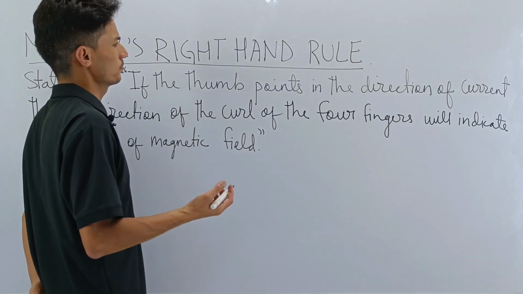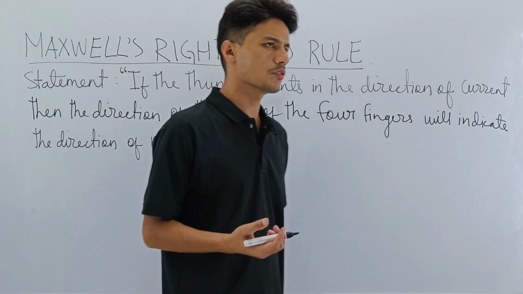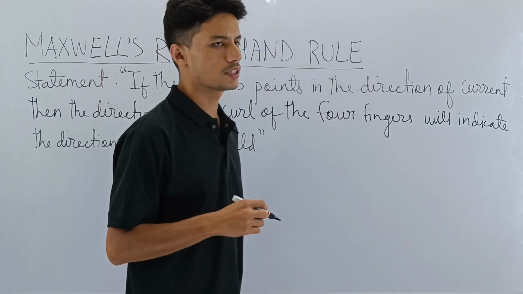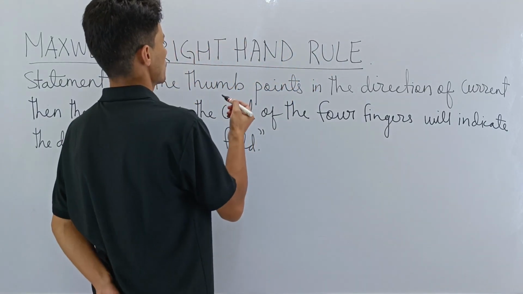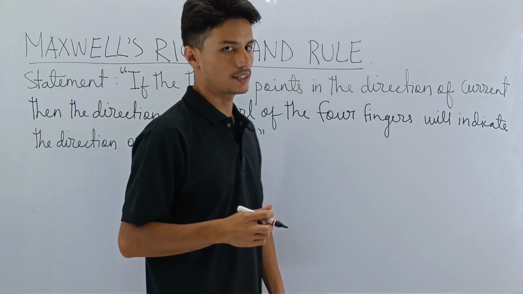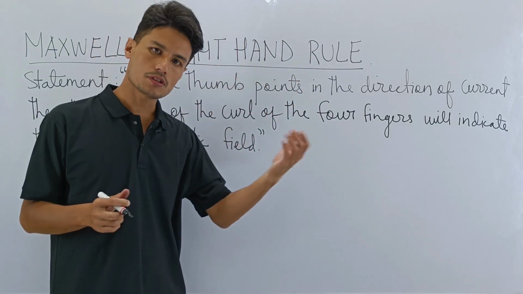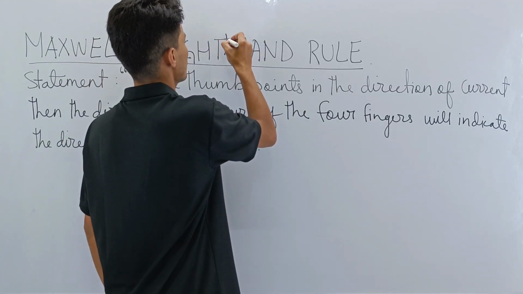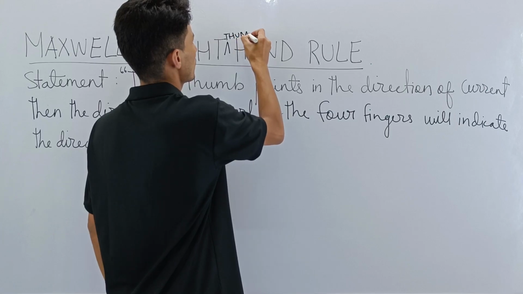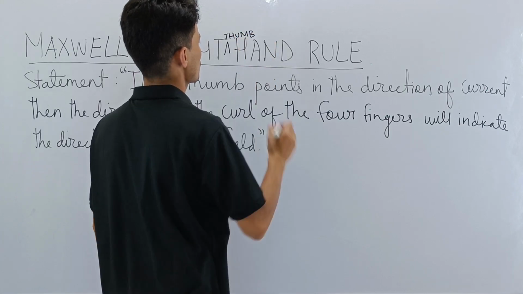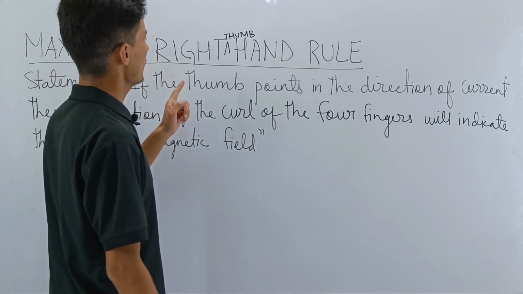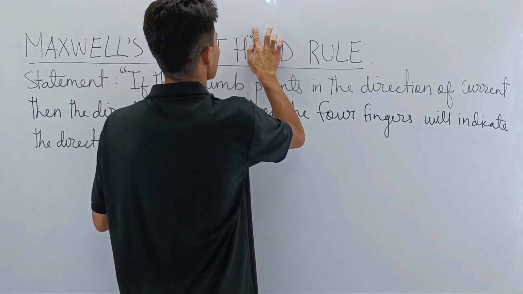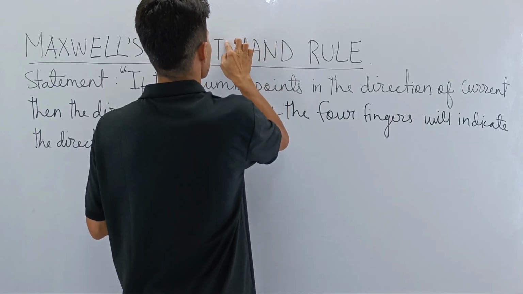I wrote Maxwell's right hand rule. I think, is it Maxwell's right hand thumb rule or Maxwell's right hand rule? I think they are both the same. Sometimes we also call it Maxwell's right hand thumb rule, so I think both are correct. Since we are using the thumb, it can also be called Maxwell's right hand thumb rule. So the word thumb should be there. It should be written here, not here. Mistake made.